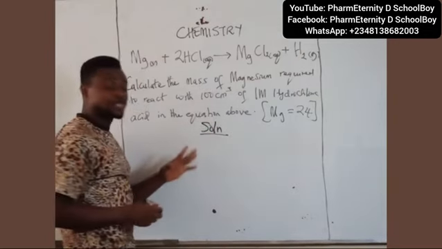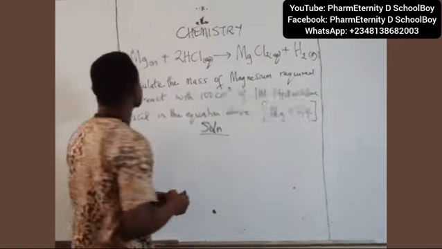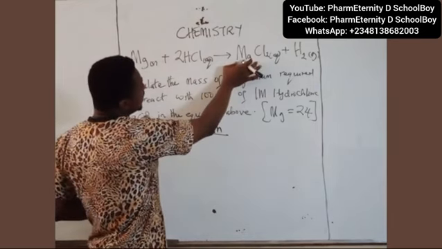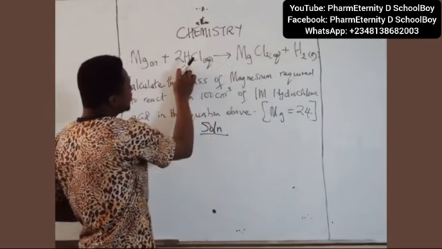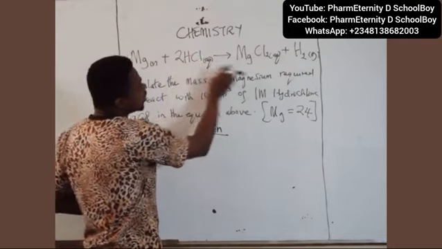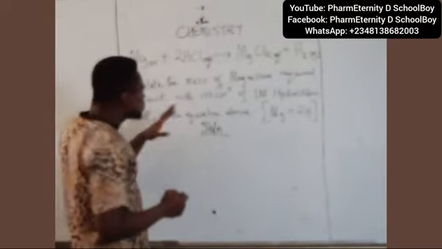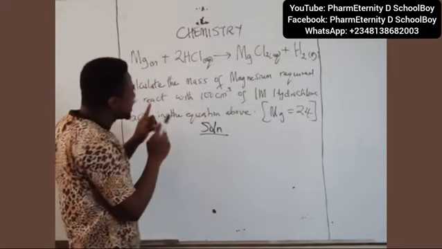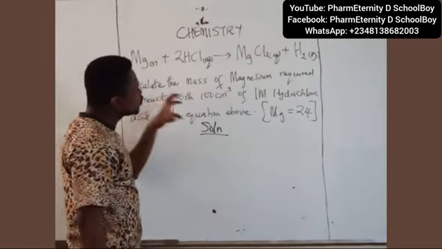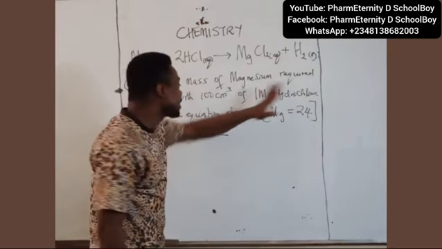For us to solve this question, we need to be sure that the equation is balanced. Let's take a good look at the equation. Here we have magnesium 1, here we have magnesium 1. So magnesium is balanced. Hydrogen 2 here, 2 here. Hydrogen is balanced. Chlorine 2 here, chlorine 2 here. So the equation is balanced. Now, let us look at the question again. Calculate the mass of magnesium required to react with 100 cm³ of 1 molar solution of hydrochloric acid.